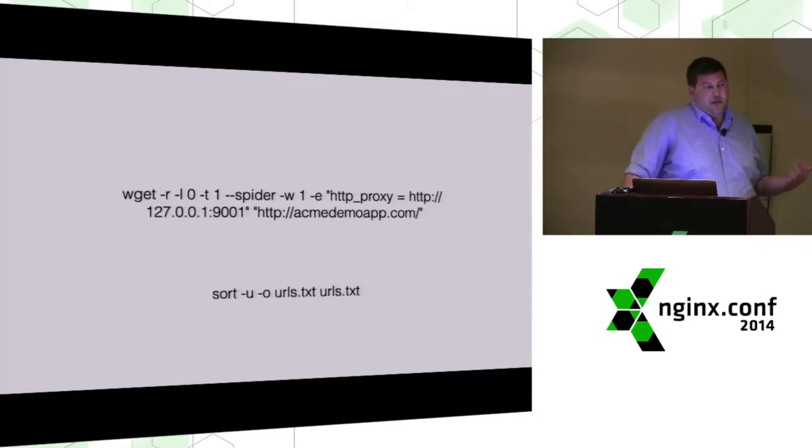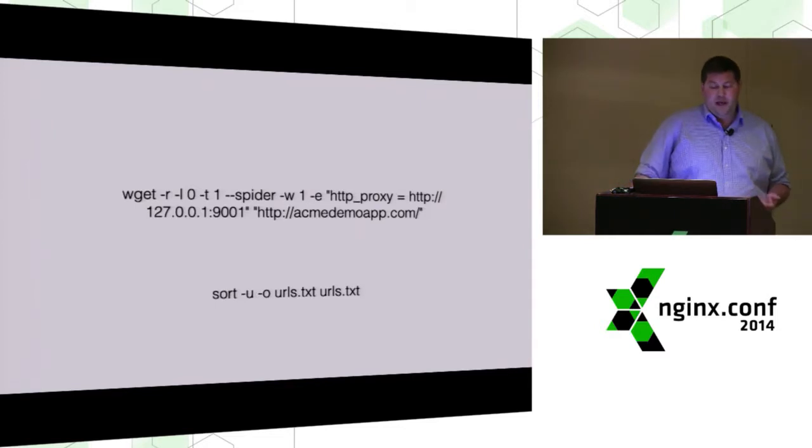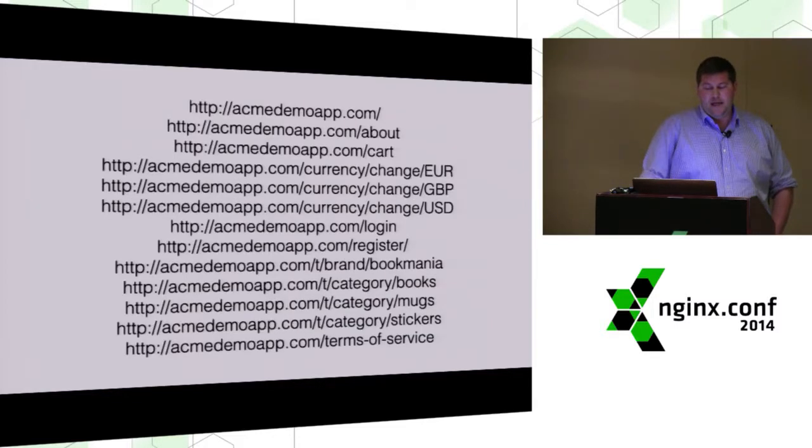And then you can sort and make them unique, which is relatively straightforward. That's exactly what we're doing here. We're using wget in recursive mode with spider, and we just specified the HTTP proxy that we turned on earlier using sproxy -o. It's running on localhost 9001, and then I want to crawl some demo application. And then I want to have a unique list of the URLs at the end of it. And that's what I end up with.